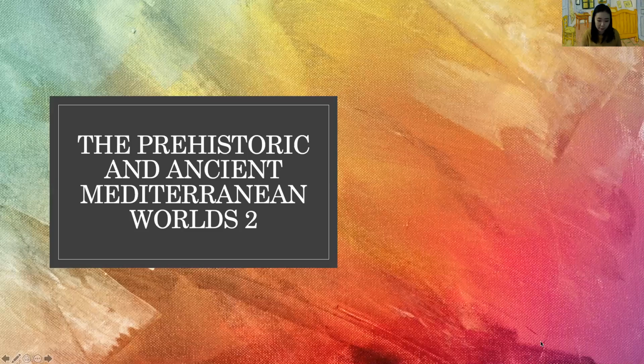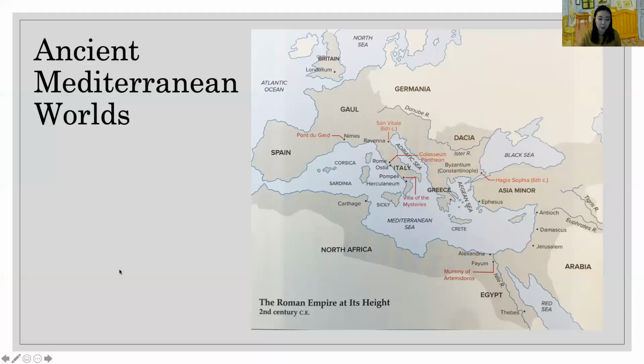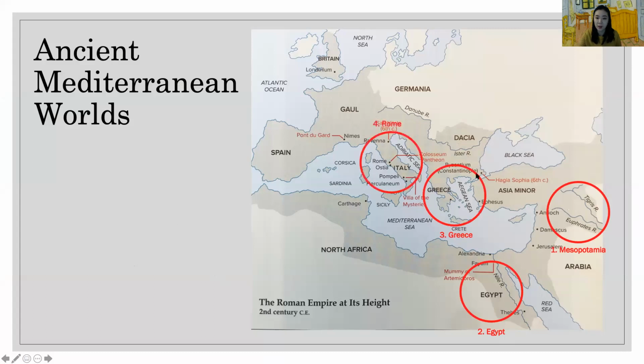Morning, everyone. So today we are going to continue to see the prehistoric and the ancient Mediterranean worlds. Last class, we learned Mesopotamia and Egypt, right? So today we are going to see Greece and Rome, the ancient Greece and ancient Rome.